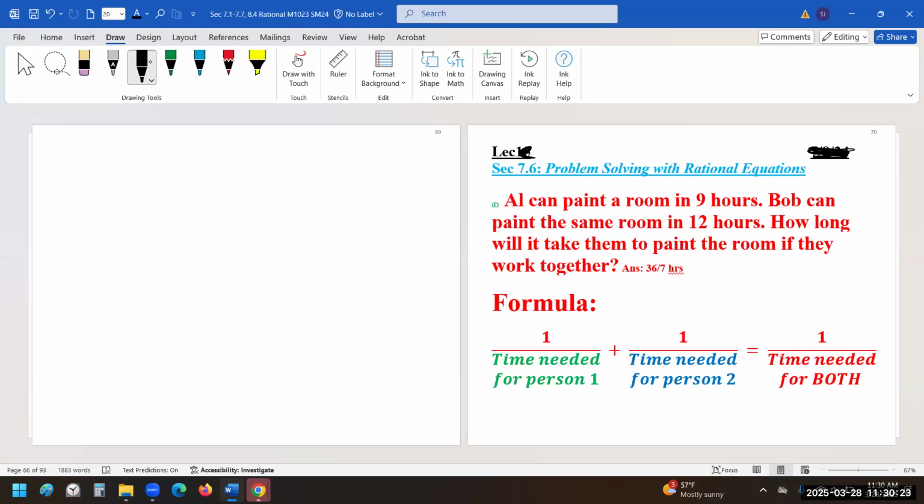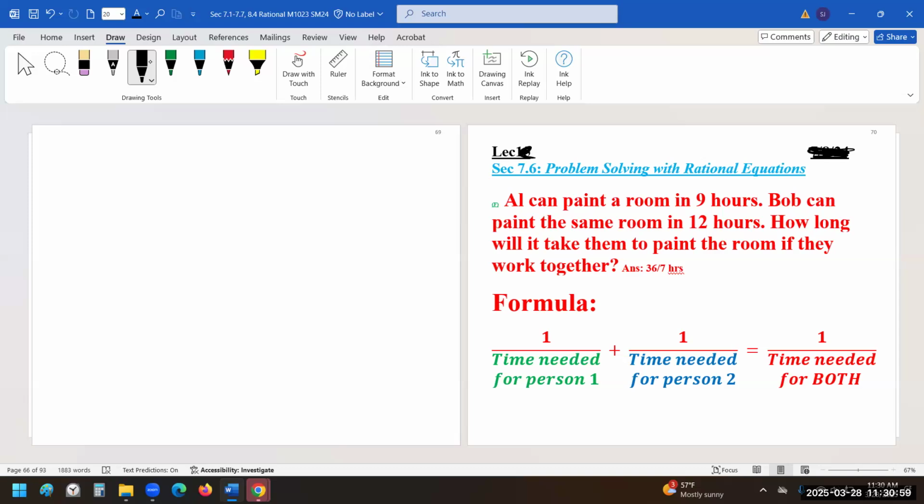Now the formula says, it doesn't matter how many people you have. The formula is 1 over the time for person 1, you add 1 over the time for the second person, and if you have 100 people, you do the same thing: 1 over the next person's time, plus 1 over the next person's time. So you add the time for every person as a fraction 1 over, and then the whole result is 1 over the time if all of them work together.